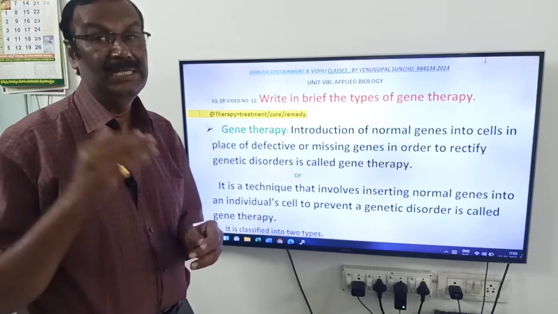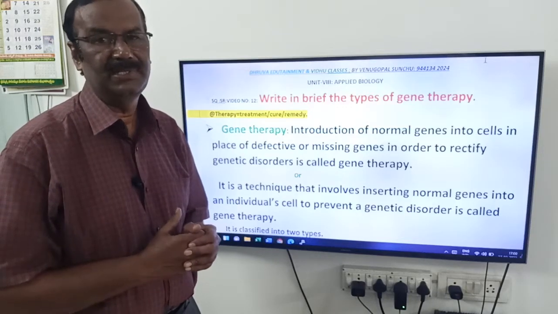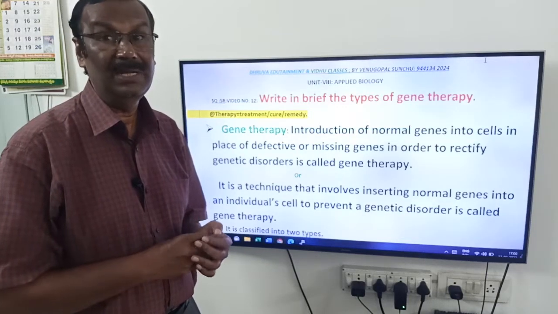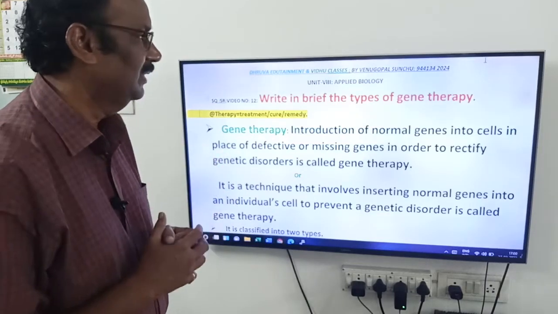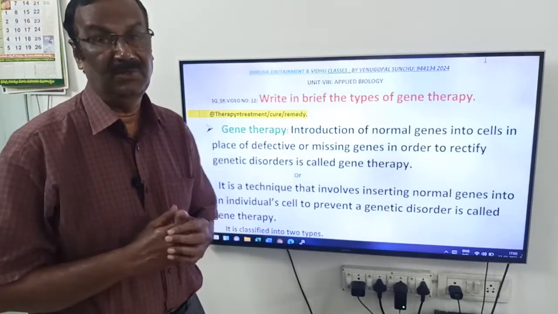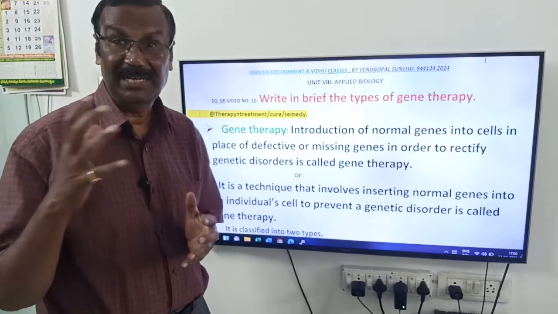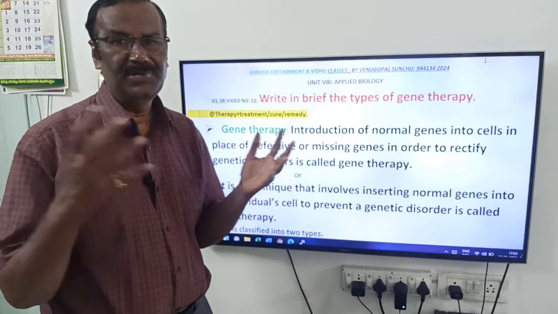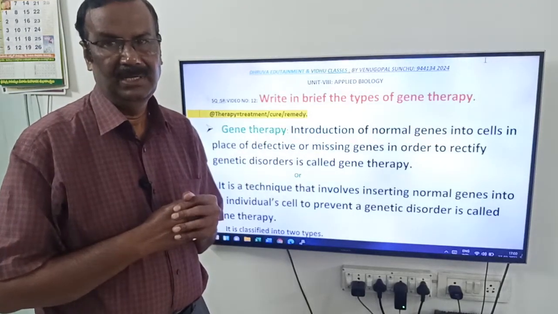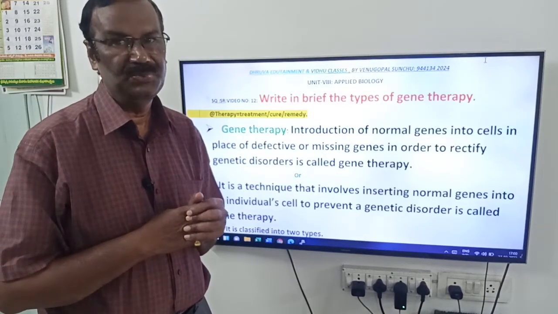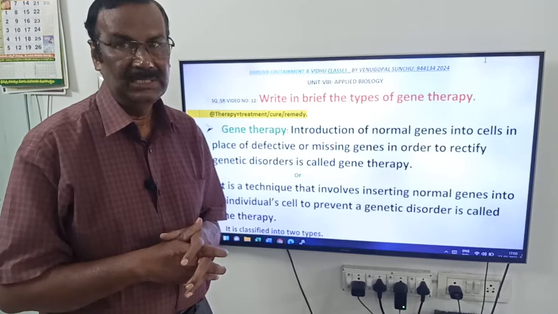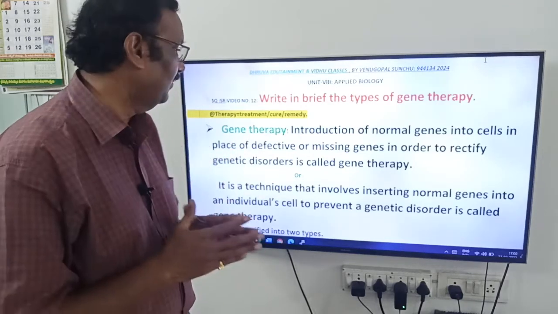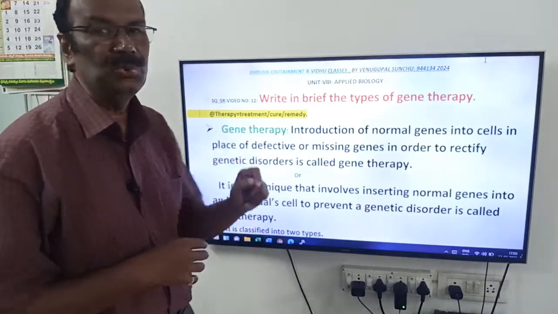Friends, this is the latest technology that we are using to control diseases. Write in brief the types of gene therapy. You have to know all these things, friends. Gene therapy. You know, friends, genes are present on the chromosomes. It has DNA. What is therapy? Therapy means treatment or cure or remedy.